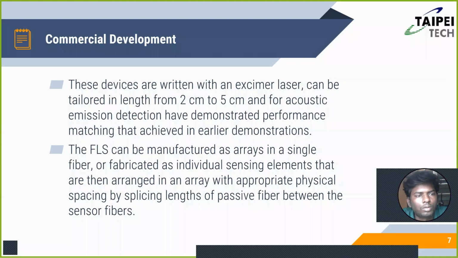Commercial development. Now let's look at commercial development. These sensors are written using an excimer laser, and they can be customized in length, usually between 2 and 5 centimeters. In acoustic emission detection tests, they have matched or exceeded the performance of earlier designs. They can be produced either as arrays in a single fiber or as separate sensing elements that are spliced together using passive fiber. This flexibility makes them scalable and practical for real world deployment.